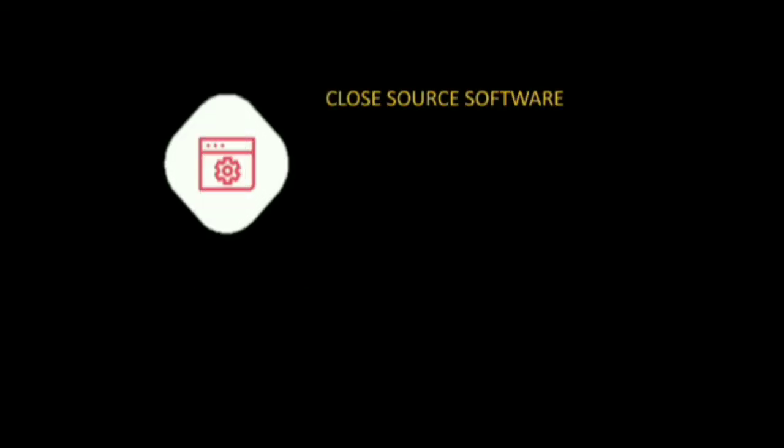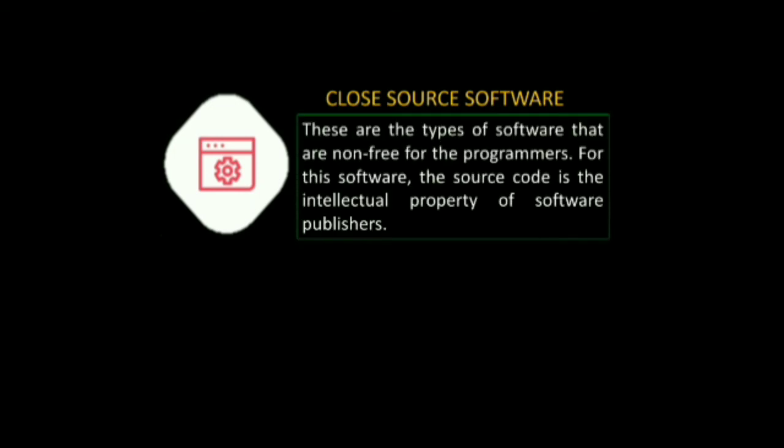Next is the closed source software. These are the types of software that are non-free for the programmers. For this software, the source code is the intellectual property of software publishers. It is also called proprietary software since only the original authors can copy, modify, and share the software. And here are some examples of the most common closed source software. We have .NET, Java, Android, Microsoft Office, and Adobe Photoshop.